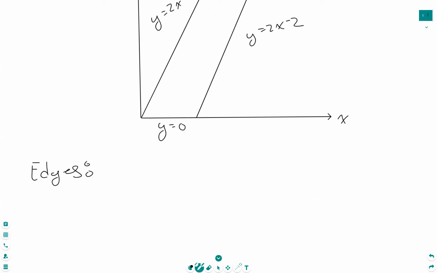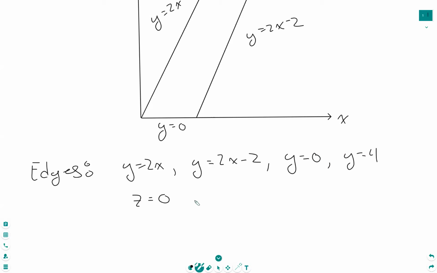We have that y is equal to 2x. We also have that y is equal to 2x minus 2. We have that y is equal to 0. We have that y is equal to 4. We also have that z is equal to 0. And we have that z is equal to 3.